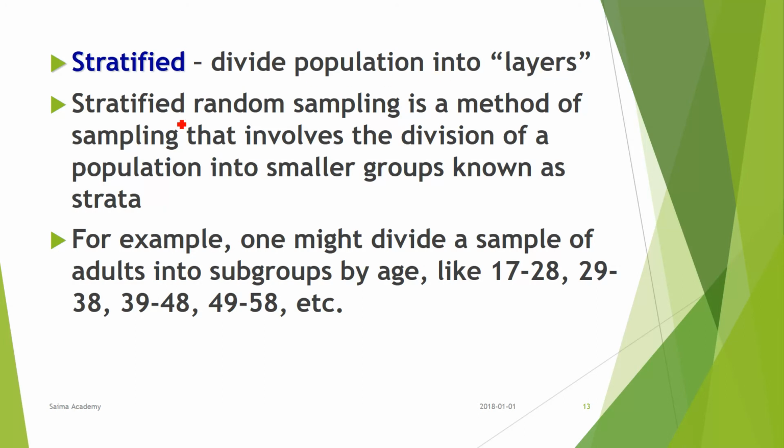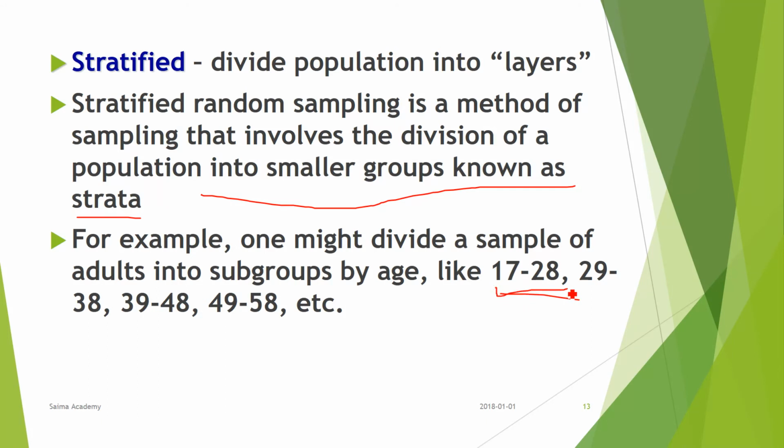What does it mean? Stratified random sampling is a method of sampling that involves the division of a population into smaller groups known as strata. We divide the population into smaller groups. For example, one might divide a sample of adults into subgroups by age. Suppose there are 50 persons, so we will divide according to age.